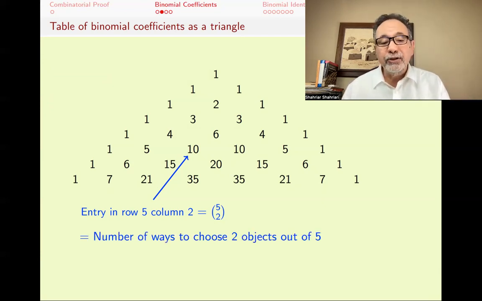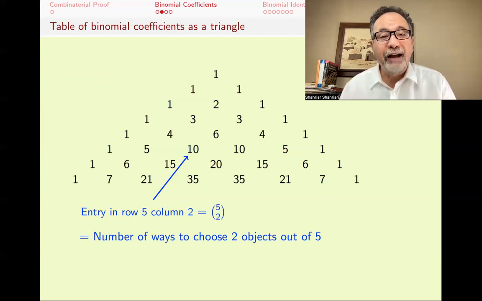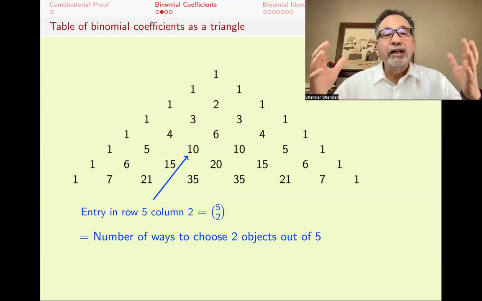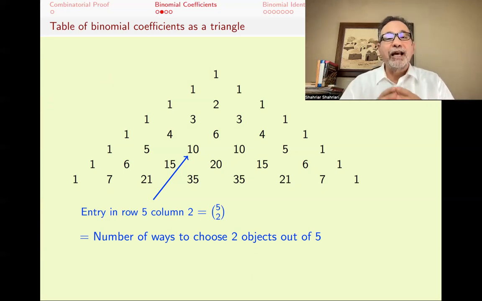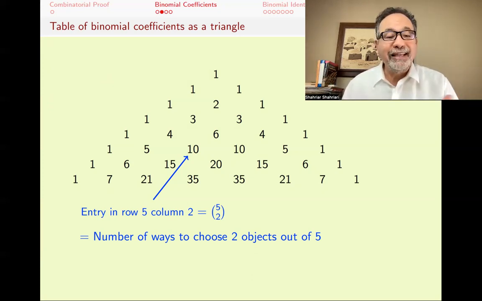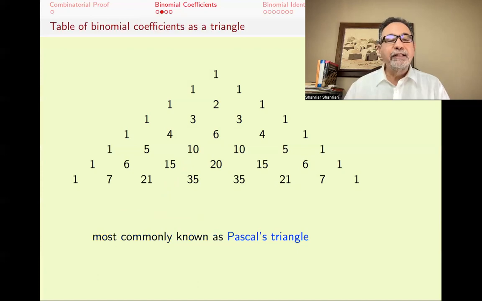And that's the number of ways to choose 2 objects out of 5. How many subsets of size 2 has a set with 5 elements? If you have 5 people, how many committees of size 2 can you make out of them? And the answer is 10. This table most commonly is known as Pascal's triangle. Most people call this Pascal's triangle.